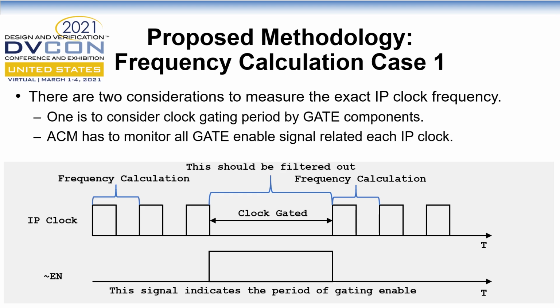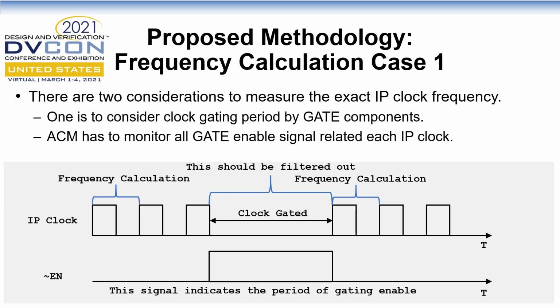The ACM always checks the IP clock frequency to detect frequency change. Basically, the frequency is calculated by the difference between the rising edges. This calls for two considerations to measure the exact IP clock frequency. One is to consider the clock gating period by the gate component, which is generally used to reduce power consumption.